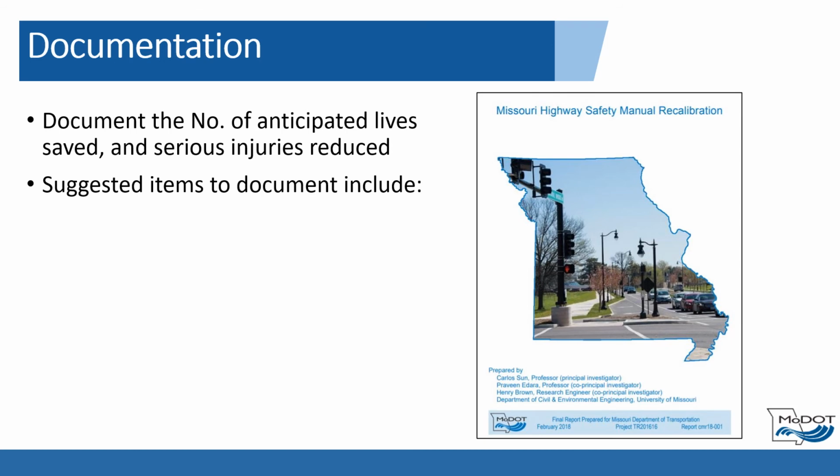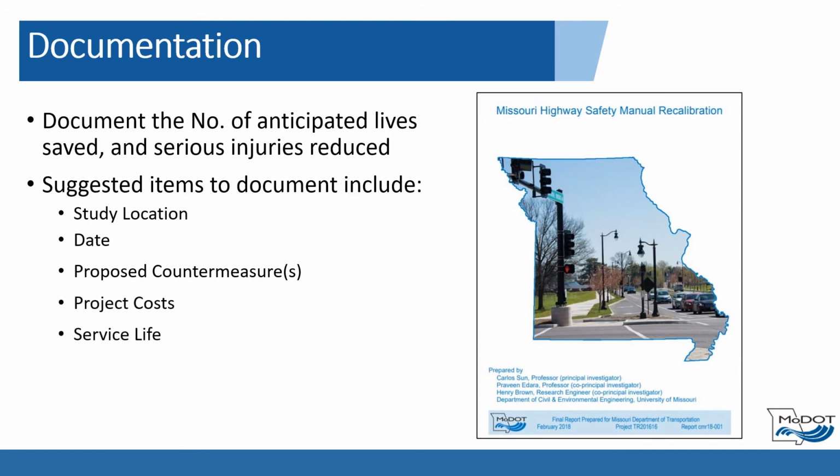Suggested items to document include study location, date, and proposed countermeasures, as well as information used in the benefit-cost analysis, such as project costs, service life, CMFs used, and corresponding reference numbers, if applicable, crash costs and crashes reduced. It is also important to include the required information for HSIP reporting, such as categories, AADT, and speed.